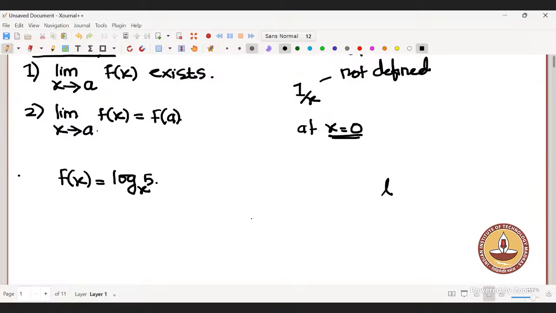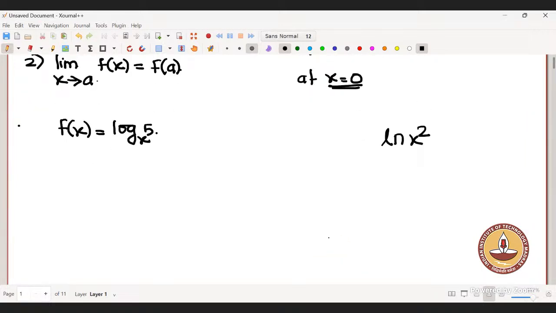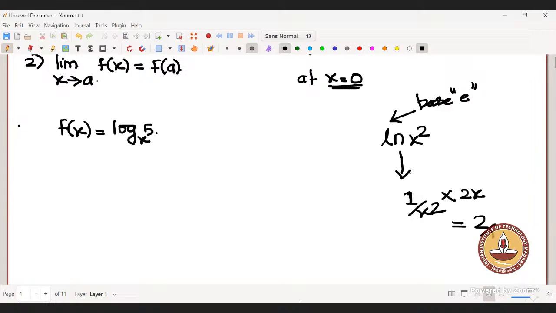So in your last option, what do you have? ln x square, right? Here the advantage is that the base is e, and you know how to differentiate this function. If you differentiate it, you get 1 by x square, and it will be times 2x, which is 2 by x, right?